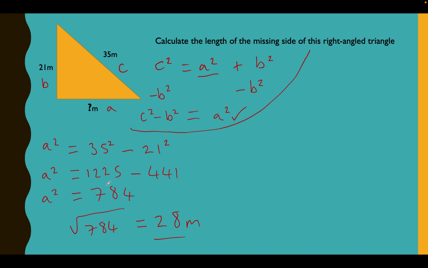The next line is simply the same thing again. 1225 is 35 squared and 441 is 21 squared. Minus that gives you the value of a squared. At that point, you need to get the square root of that number. And then you've got your answer there, 28 meters. Perfect. And you can do the same thing if you're looking for b, just transpose it so b is the subject and do it that way around. Practice them because they'll definitely be on your exams.